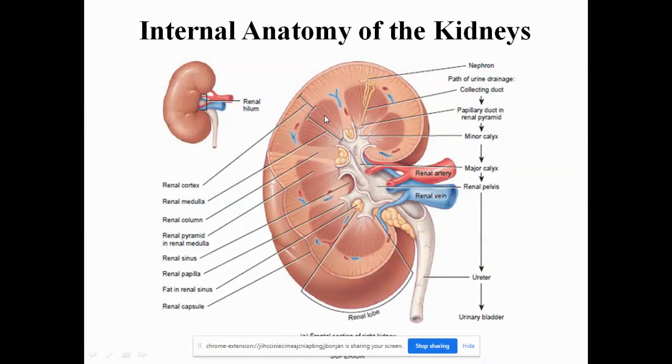The internal anatomy consists of the outermost renal cortex, the inner renal medulla, the renal column into which the cortex projects inside, and you can see the renal pyramids, the renal sinus, the renal papillae, and also the nephrons. So the urine which is formed in the nephron is collected by the collecting duct, flows through the papillary duct of the renal pyramid, and then into the minor calyx, and then to the major calyx, and then it comes out of the renal pelvis and flows out through the ureter to be stored in the urinary bladder.